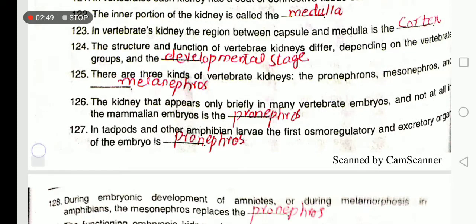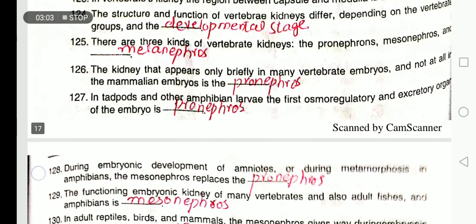In tetrapods and other amphibian larvae, such as tadpoles, the first osmoregulatory and excretory organ of the embryo is the pronephros.